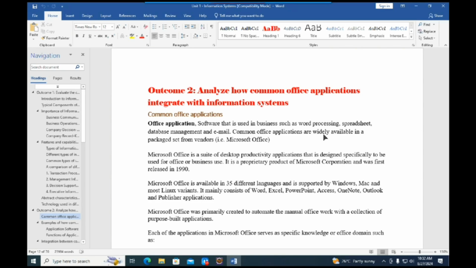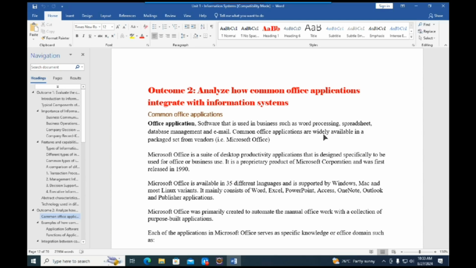So we need to ask ourselves, what are office applications? Basically, when we talk about office applications, we are talking about applications or pieces of software that are used for businesses. For example, we talk about word processing, database management, spreadsheets and all that. They are pieces of software that are used for business, and they are available worldwide. They exist in packages that are brought in by vendors. For example, we have Microsoft Office.